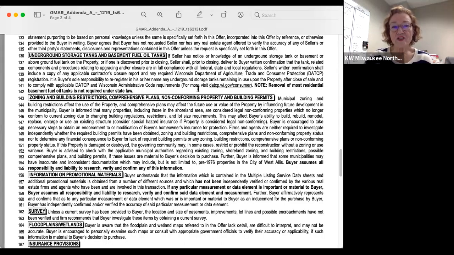Including underground storage tanks and basement fuel tanks. If that's a concern, and if you're anywhere on the Lower East Side of Milwaukee, this is a concern.